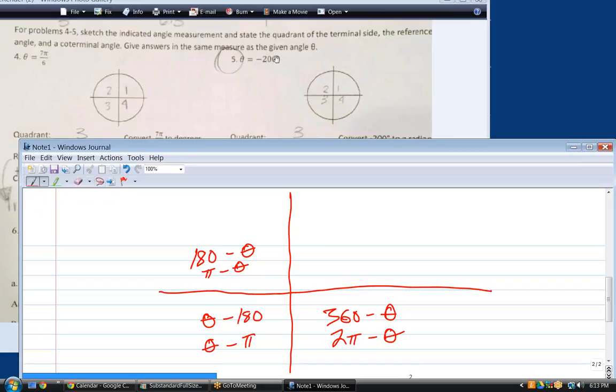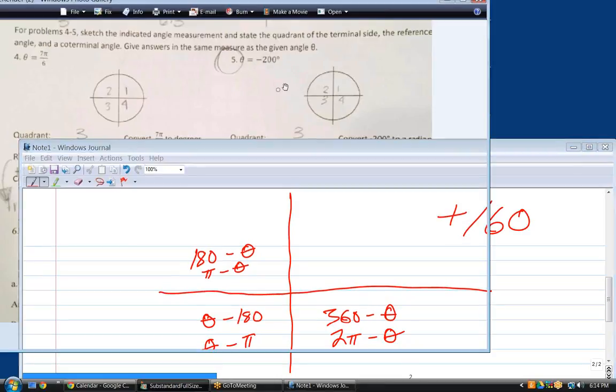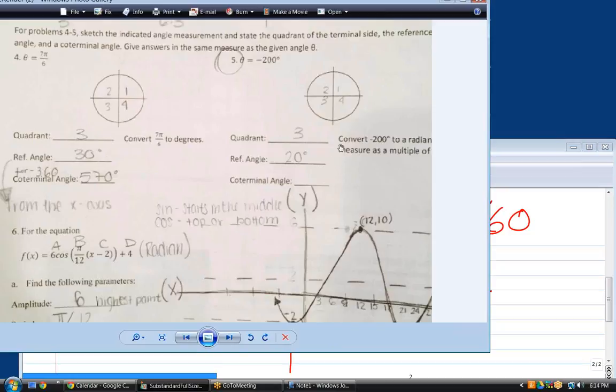Well, the positive angle for minus 200 is plus 160, right? Those are the same thing. Minus 200 and plus 160. And it's easier to actually tell that 160 is in the second quadrant than it is minus 200. So I would always immediately convert that to a positive angle and go from there. Okay? So that's second quadrant.